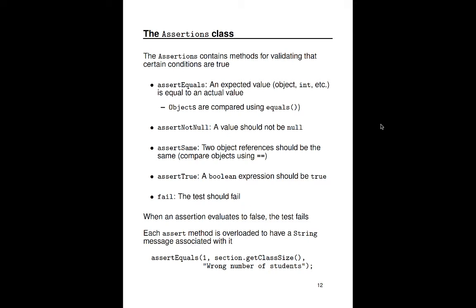Now, when an assertion fails, it's very helpful to understand what was being asserted, what exactly was being compared. Otherwise, you get an assertion error saying something like expected 3 but was 4. That doesn't give you a lot of context. So every assert method is overloaded to have a string message associated with it. So there are two-argument versions, like assertEquals of 1 and section.getClass. And if you want, you can then add a message that is displayed with the assertion failure that gives a little bit more context. So in this case, you could say wrong number of students. In my experience, this is very helpful, but it's not something you want to do every time. What I find myself doing is adding this context only after the test has been passing for a long time and then suddenly fails.